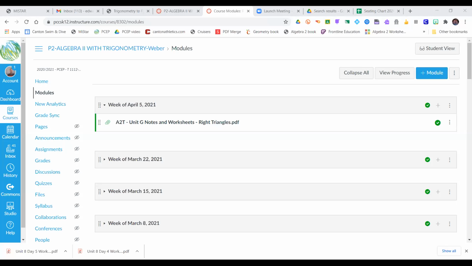So here we are, Algebra 2 with trig, doing our geometry unit of special right triangles. The first portion of this is a 45, 45, 90 triangle. A 45, 45, 90 triangle obviously has two angles that are the same, so that is going to also be an isosceles triangle. So you're going to have two sides the same.